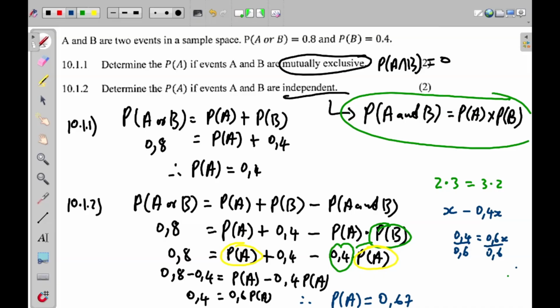It is very important. I hope you are seeing this and appreciating this. It is very crucial that you understand the implications of such simple words like events being independent, events being mutually exclusive.